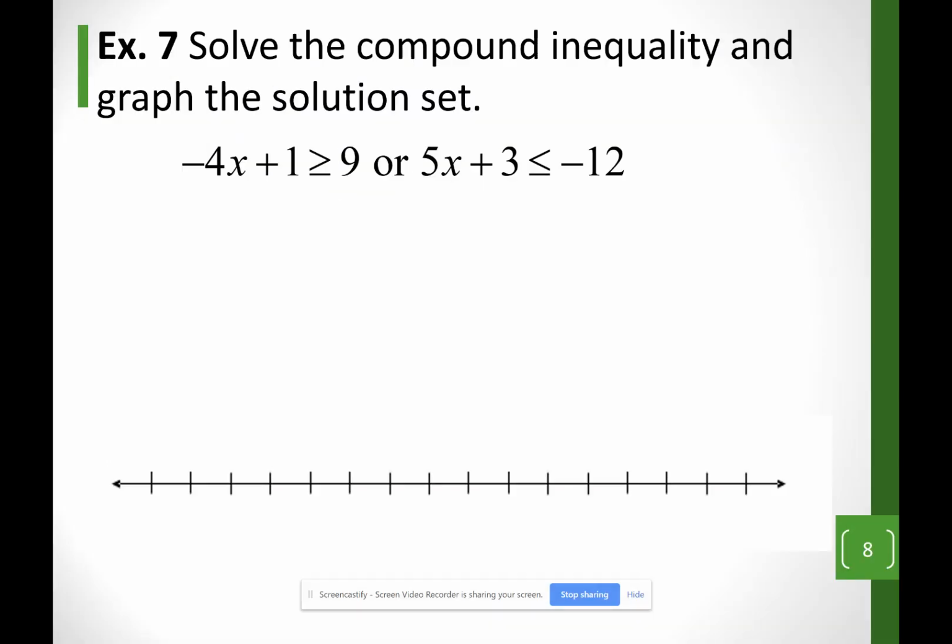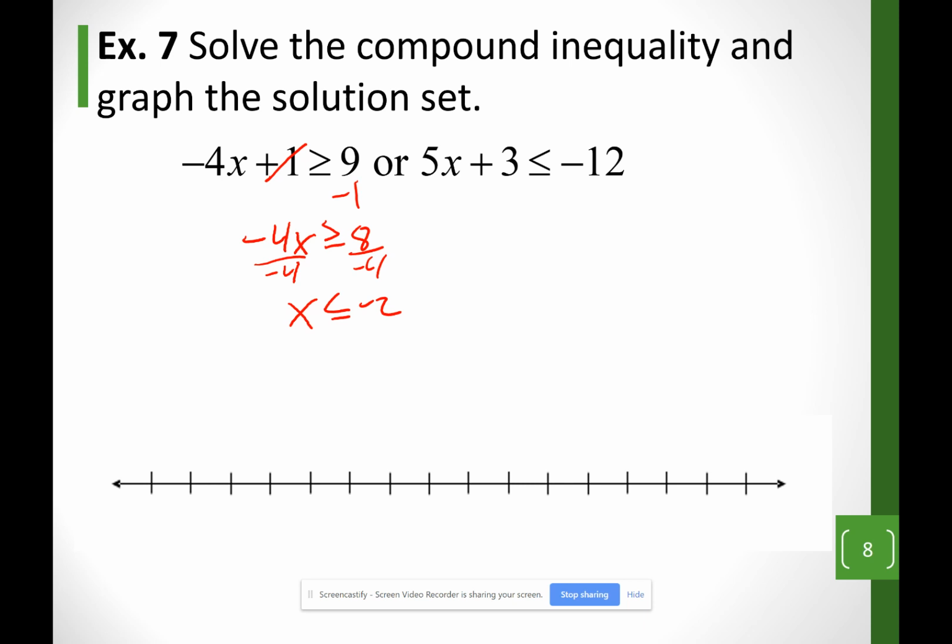All right, let's continue graphing. Let me solve the first inequality. What I'm going to do here first is subtract the 1. So I have negative 4x is greater than or equal to 8. Let me divide both sides by negative 4. So x is less than or equal to negative 2.